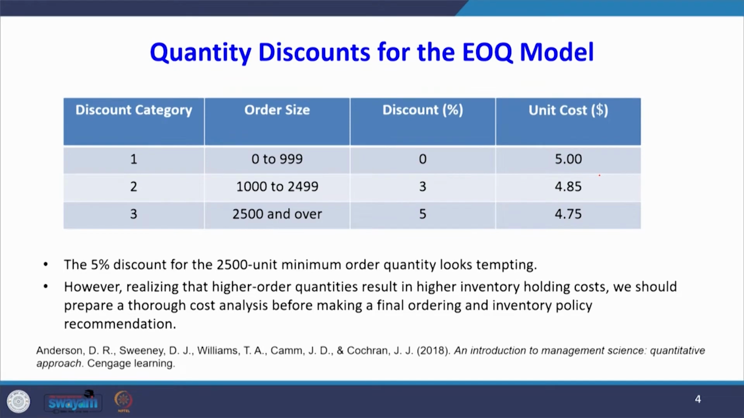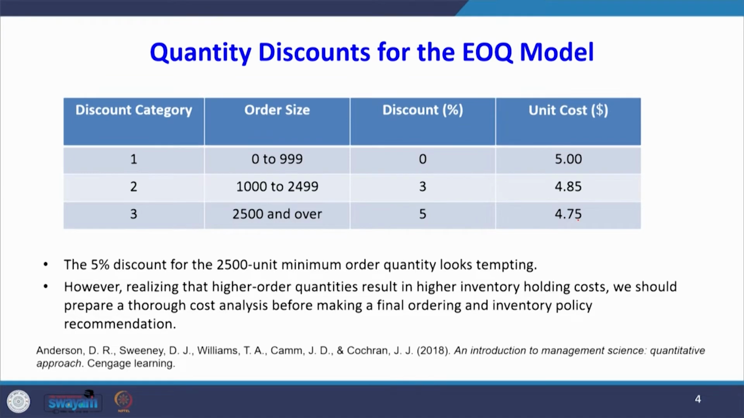If you buy 2500 and above, they are giving a 5% discount. So, the purchasing price is only $4.75. The 5% discount for the 2500 unit minimum order quantity looks tempting. So, we tend to buy more because the price is less.